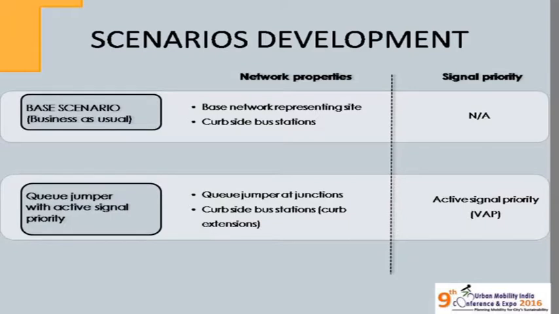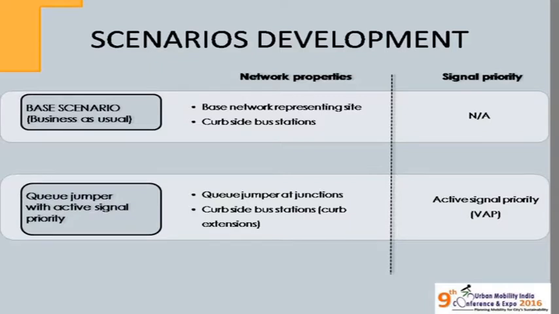We developed the scenarios. We have a base scenario which represents the base network, curbside bus stations, and no signal priority given currently. Then we have a queue jumper, and queue jumper will only be effective if we are having an active signal priority. Otherwise, if the bus can't maneuver through the traffic, it can't get a signal priority, and this queue jumper won't be effective. So in this case, we have a queue jumper at the junctions and curbside bus stations.